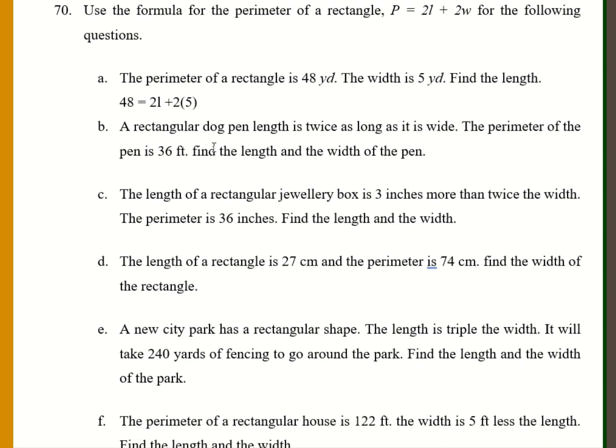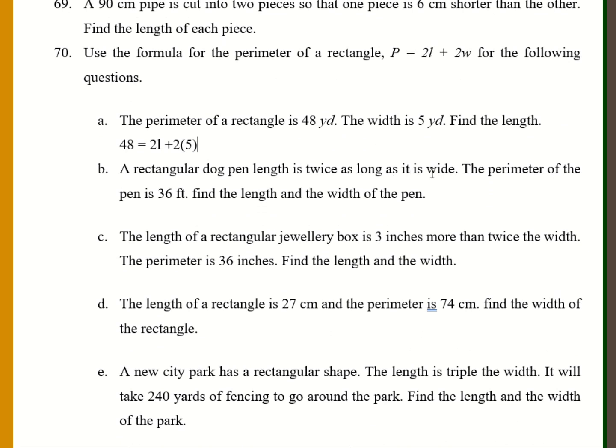A rectangular dog pen length is twice as long as its width. So what are they saying? The length is twice as long as the width. So the length is 2 and the width is 1. The perimeter is 36. So same thing, we are going to substitute into the equation. 36 equal to, what are they saying here? The length is twice as long as its width.